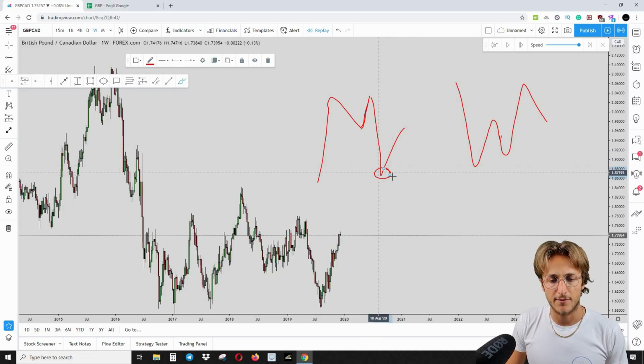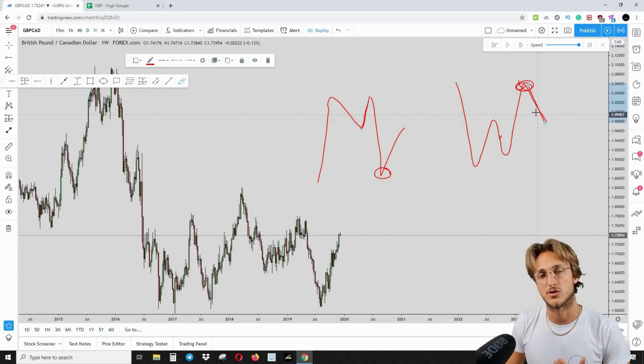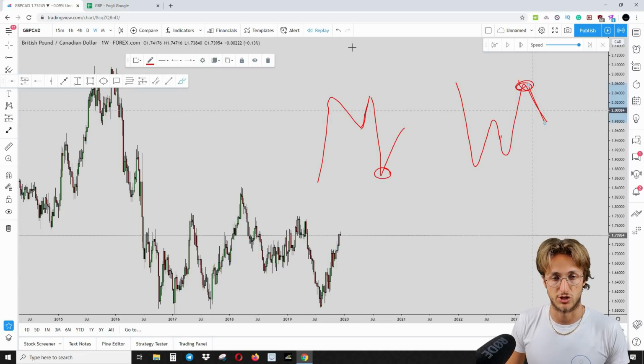So anyway, if on the weekly time frame, for example, you have an M formation or W formation, definitely you need to be looking on lower time frames for a possible short or long position.